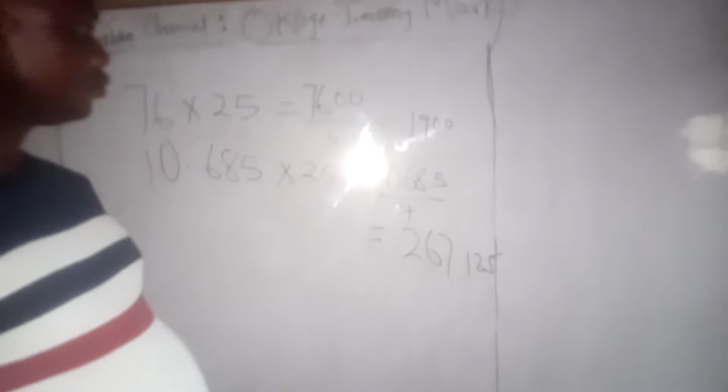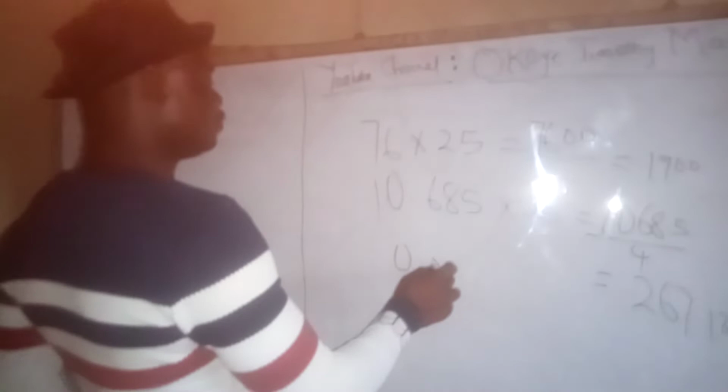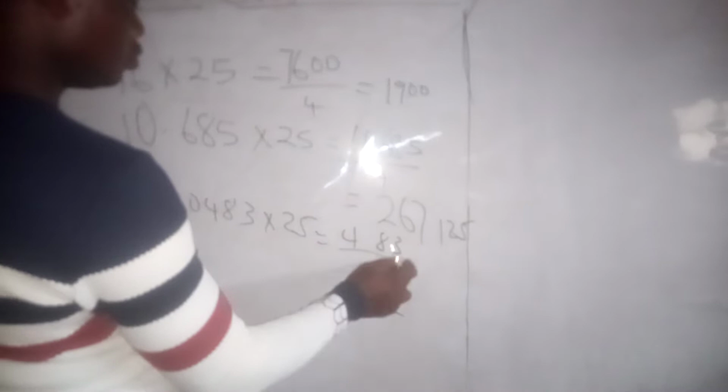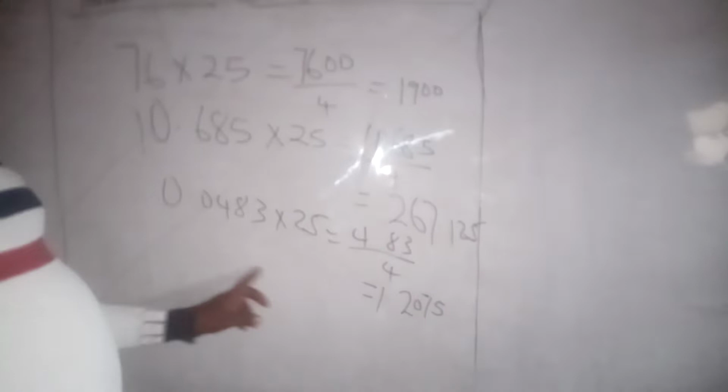So, even if you have 0.0483 times 25, when we multiply this by 100, you remove two decimal places from this. So this becomes now 4.83, all divided by 4. So this is now 1.2075. So that is the answer of multiplying this by 25.